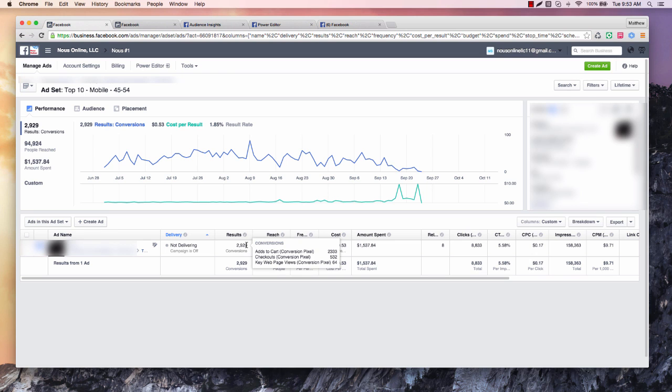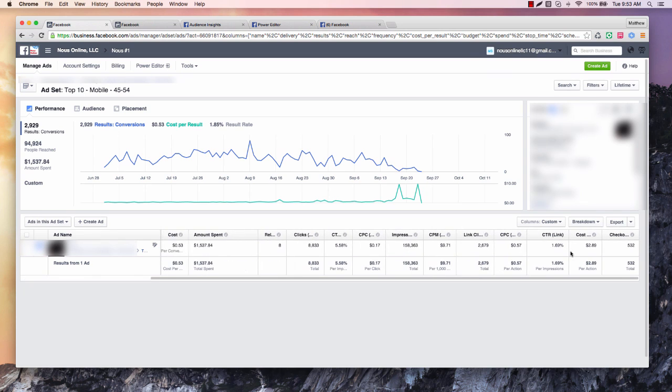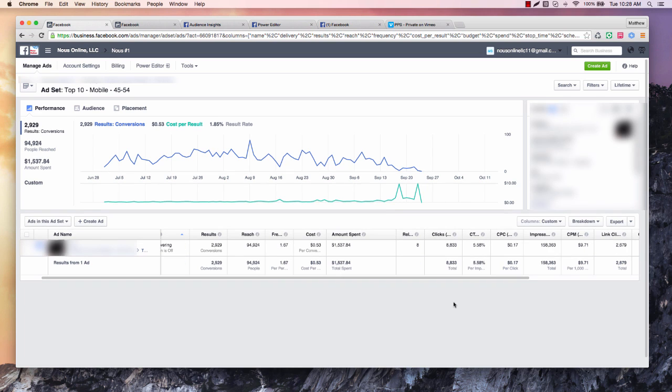So our checkouts at 532, and we have a really good cost per conversion here. So if we want to break this down and get to the specific ages, it's pretty simple, and it's exactly like we were doing in the PPE ads and the click to website ads.